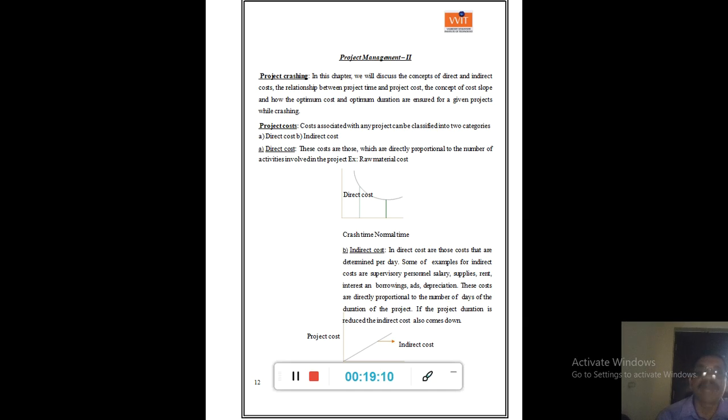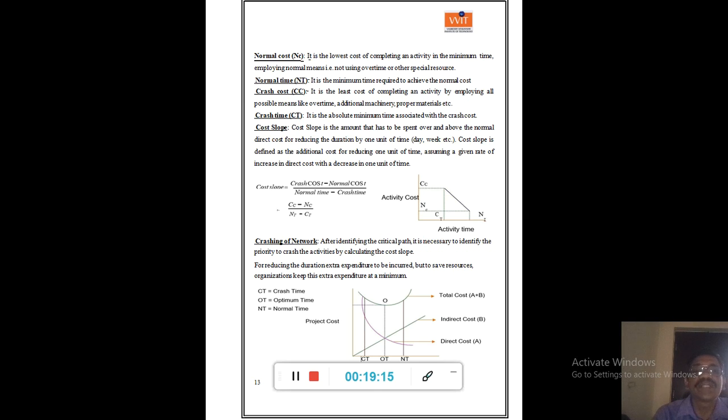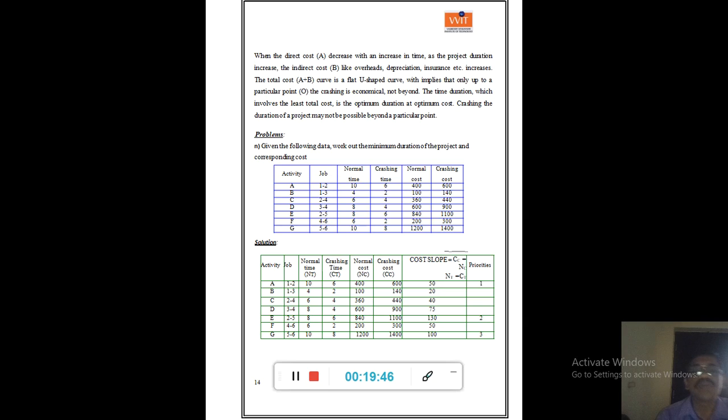Now, project management 2. Crashing of network. See the things: normal cost, normal time, crash cost, crash time, and cost slope. The cost slope formula is crash cost minus normal cost by normal time minus crash time. Crash time, normal time, crash cost, and normal cost are shown by taking cost along the y-axis and time along the x-axis. Crashing of network. Now let us take a problem on this.